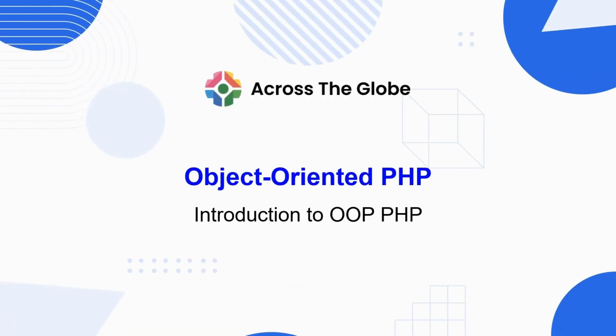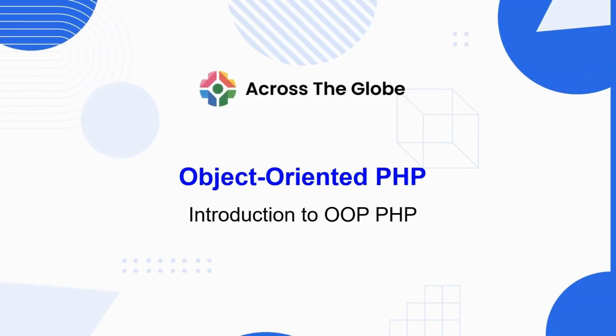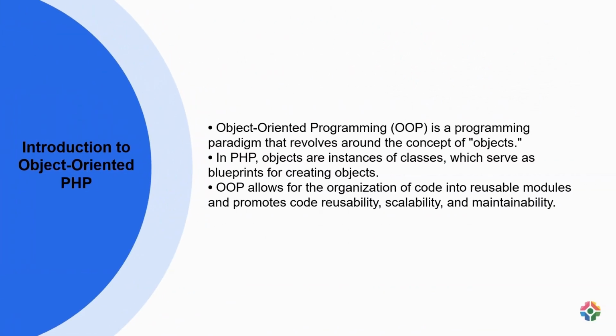Today we will learn about Object-Oriented PHP. Object-Oriented Programming, OOP, is a paradigm centered on objects. In PHP, objects are derived from classes, which act as templates for object creation. OOP enables code organization into reusable units, enhancing reusability, scalability, and maintainability.